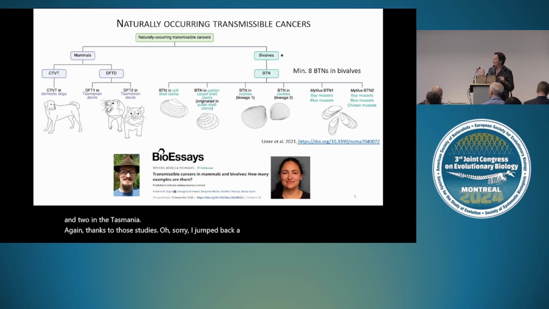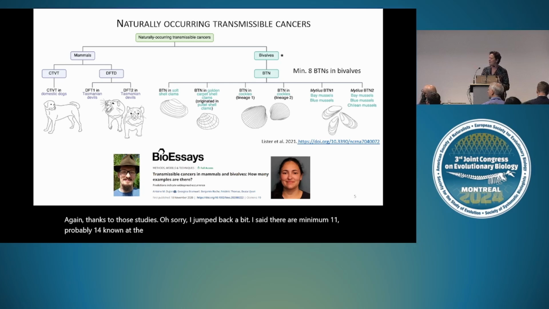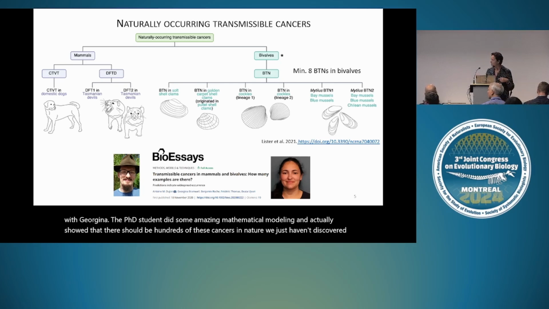I said there are minimum 11, probably 14 known at the moment, but we have an amazing postdoc, Antoine Dijon, in the lab, who with Georgina, the PhD student, did some amazing mathematical modeling and actually showed that there should be hundreds of these cancers in nature. We just haven't discovered them. We should start looking for them.